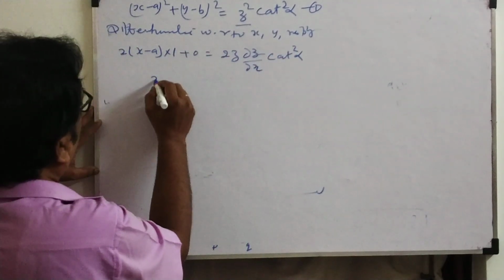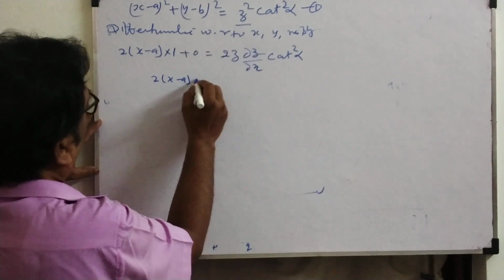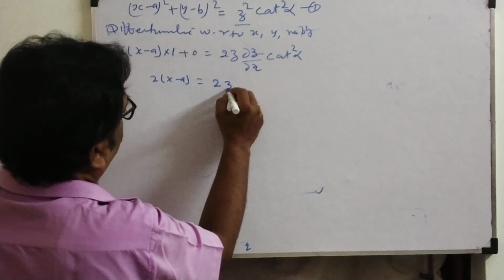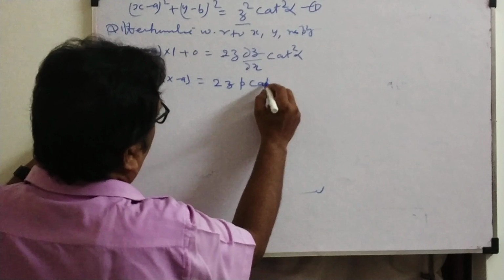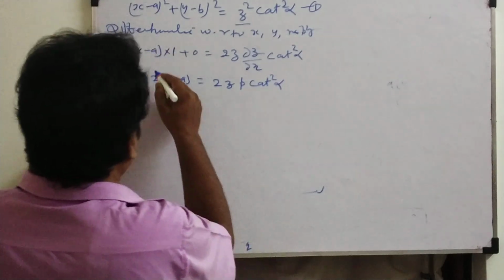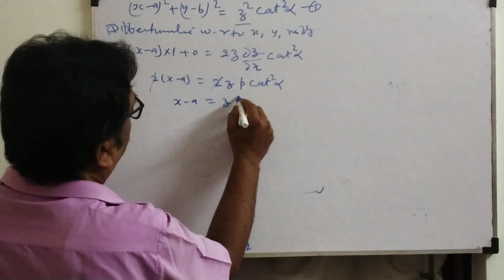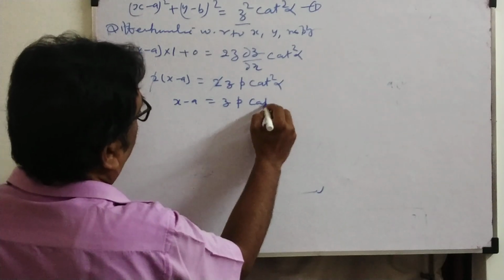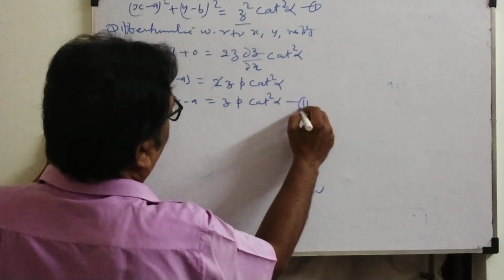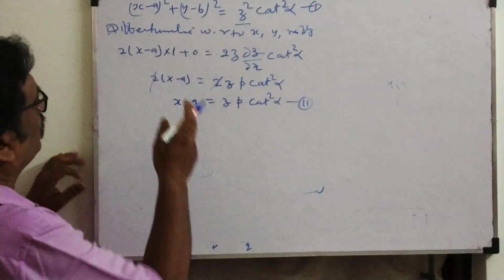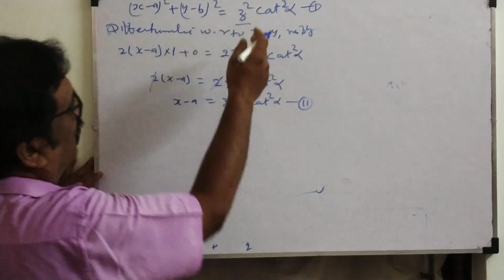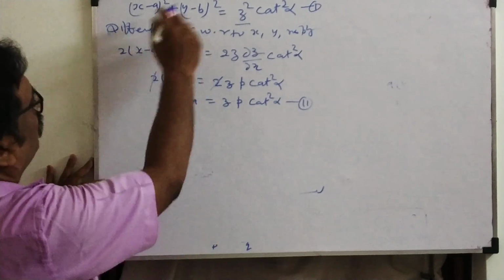Now what will we get? 2 into x minus a equals 2zp cot square alpha. The 2 gets cancelled. So x minus a equals zp cot square alpha. Give this equation number 2. Now again differentiate. Carefully see. This looks complicated but is simple. We have to follow a similar method.